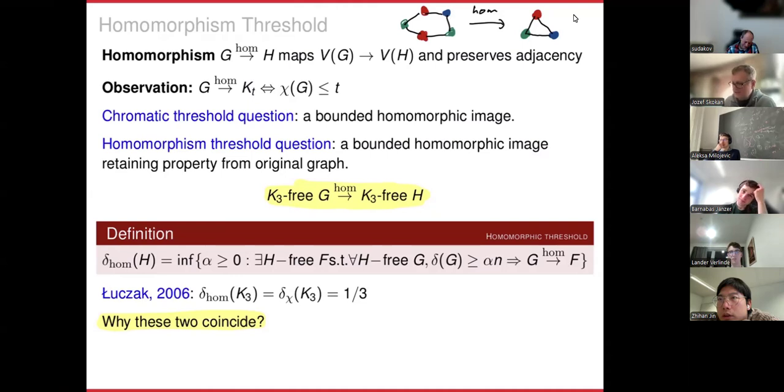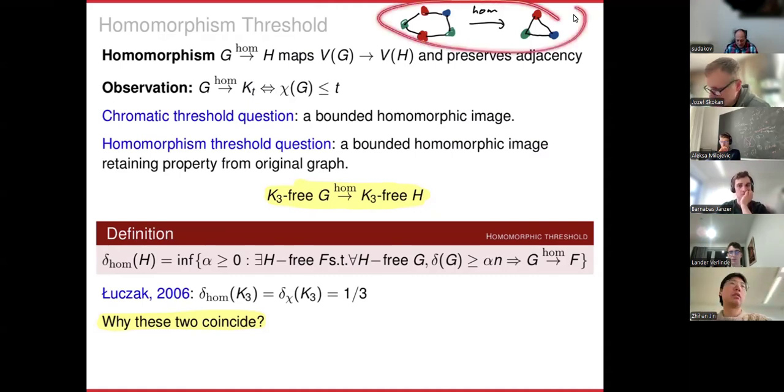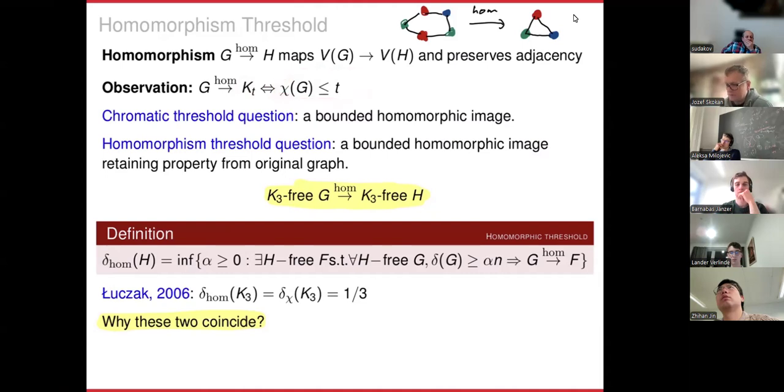Maybe what else can we say? We also can provide some insight into the homomorphism threshold. A homomorphism from G to H is a mapping from vertices of G to vertices of H that preserves adjacency. And we have a nice example here. It is a simple observation that G is homomorphic to the complete graph on T vertices if and only if the chromatic number is bounded by T.